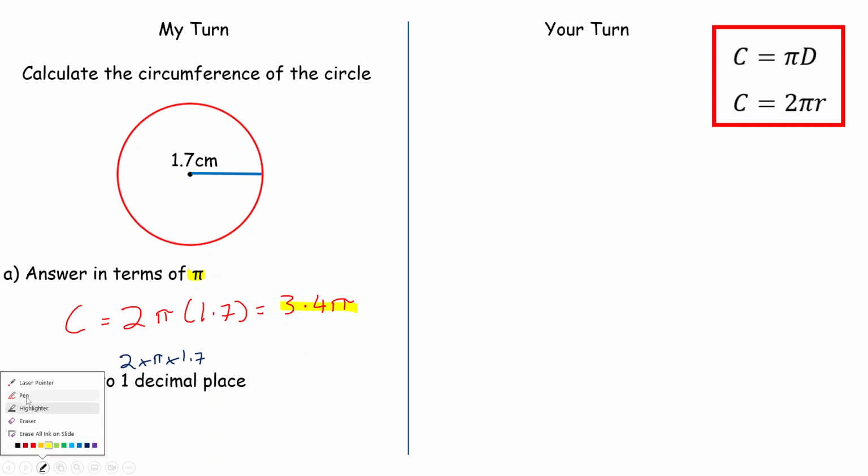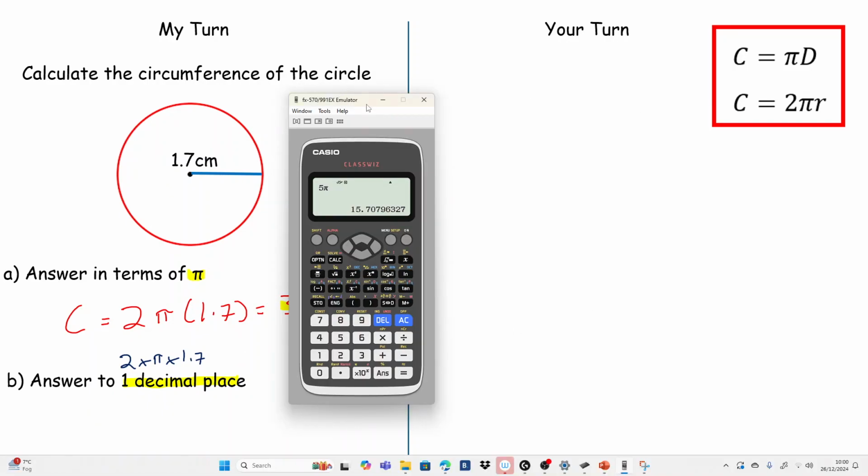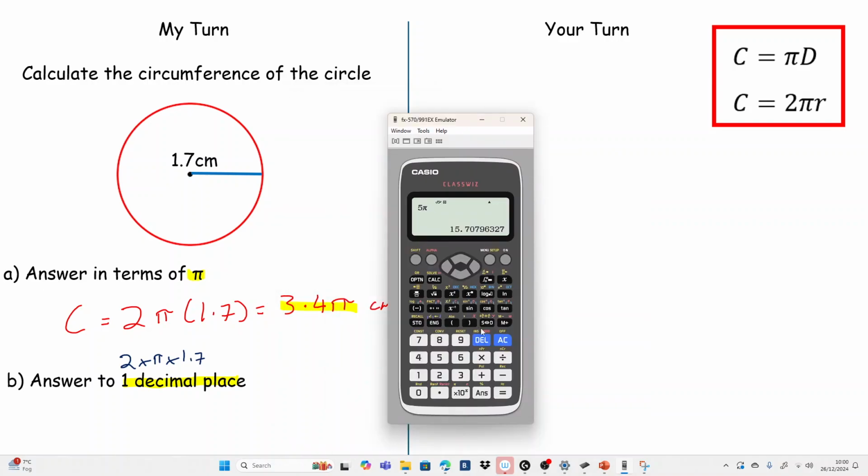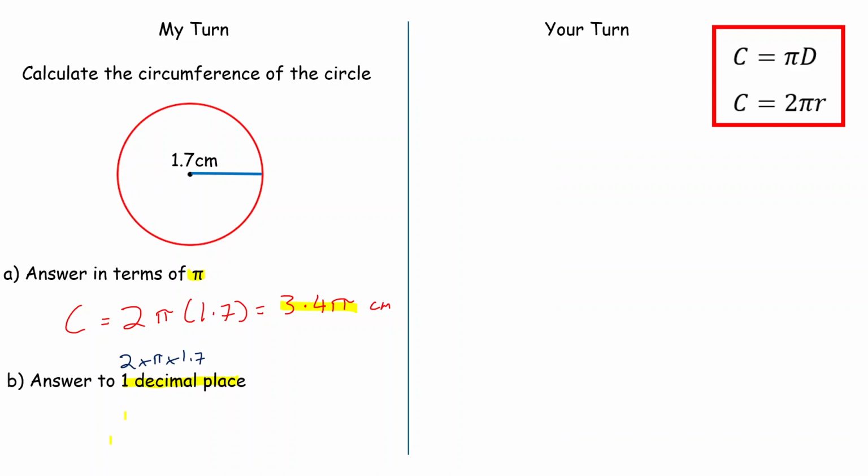And again, you should give the unit of centimeters for circumference. Now part B, give your answer to 1 decimal place. It's just a case of typing this into your calculator. So let's go and get the Casio calculator out, and let's clear this. So there we go, we're typing in 3.4, then shift, then pi down here, equals. 17 over 5 is 3.4, but as a decimal it's going to be 10.7 to 1 dp. So it's going to be 10.7 cm to 1 dp, and that is simply going to be your answer.